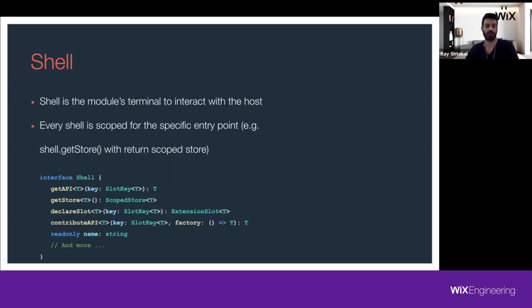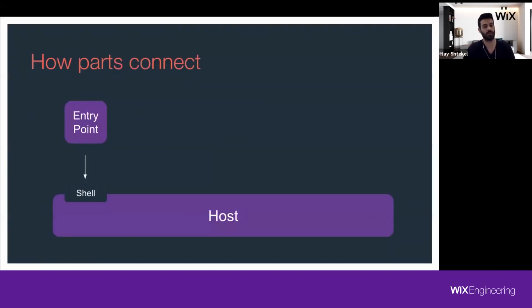We can declare an extension slot that we saw before, in which we will be able to contribute content and add our own stuff into. And we have contribute API, which gives us the opportunity to implement some sort of interface for others to be able to use. So they will be able to call get API and get our implementation. And it has the name that's compatible to the entry point and more stuff we won't talk about at this time.